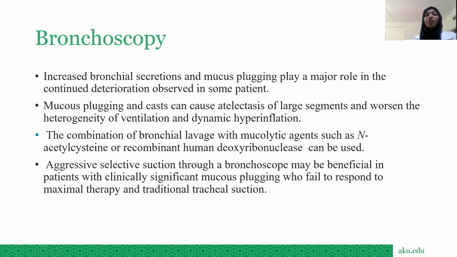So this was about the bronchodilation. There is another part of the pathophysiology, the inflammation. There is increased mucus plugging in these patients. Increased bronchial secretion and mucus plugging also play a major role in the continued deterioration observed in some patients. Mucus plugging in turn can lead to atelectasis of large segments, and this will worsen the heterogeneity of ventilation, and this will worsen the dynamic hyperinflation.